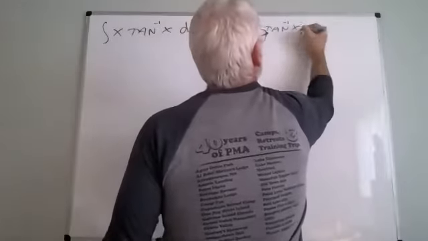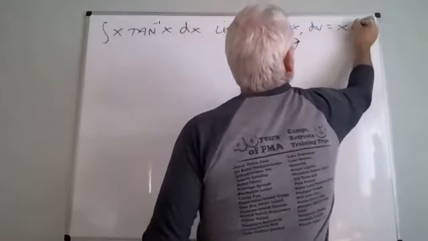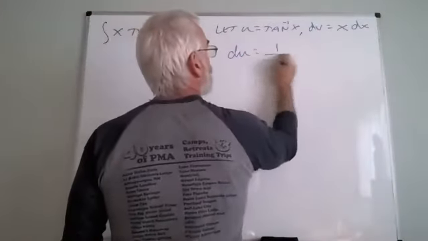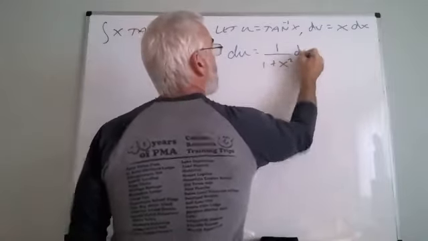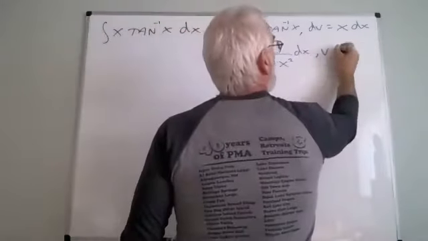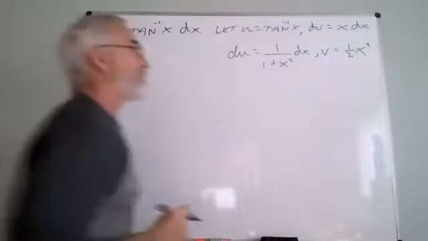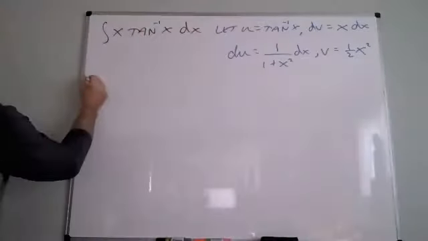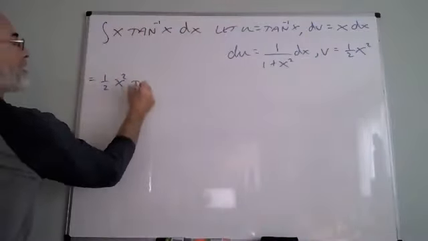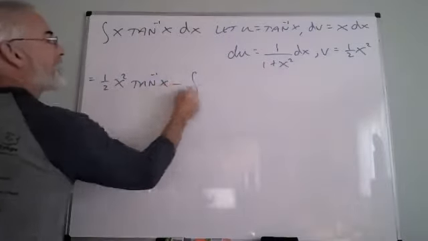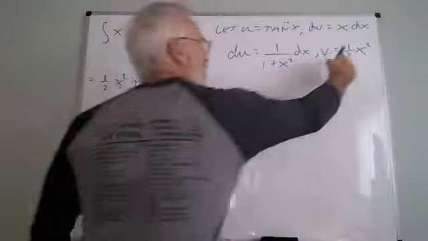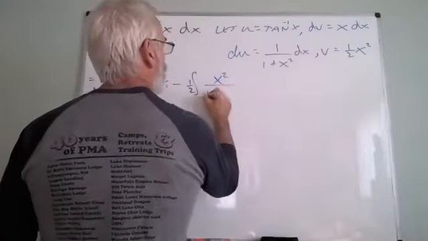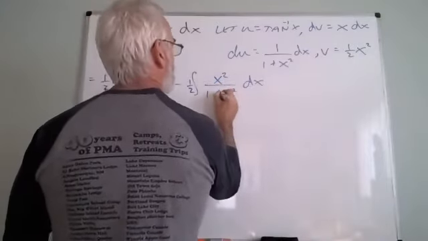Okay? Then my dv will be x dx. Now with that, du will be the derivative of inverse tan, which is 1 over 1 plus x squared dx. And the v will be 1/2 x squared. So with this, once again, uv minus the integral of v du. Now I have that half, I'll just go ahead and put that in front. But then that gives me x squared over 1 plus x squared dx.